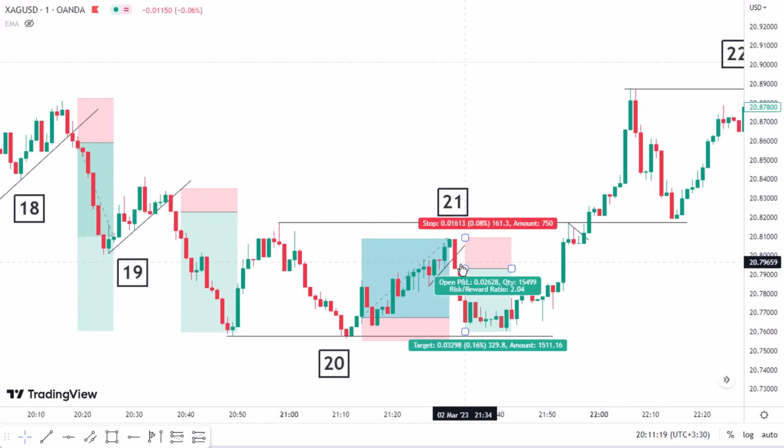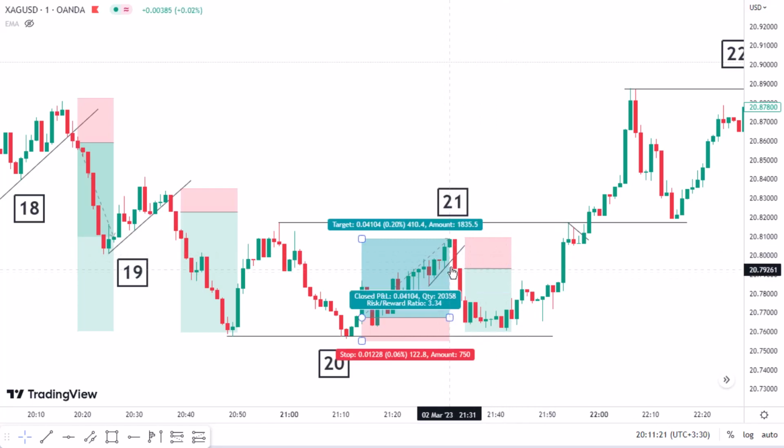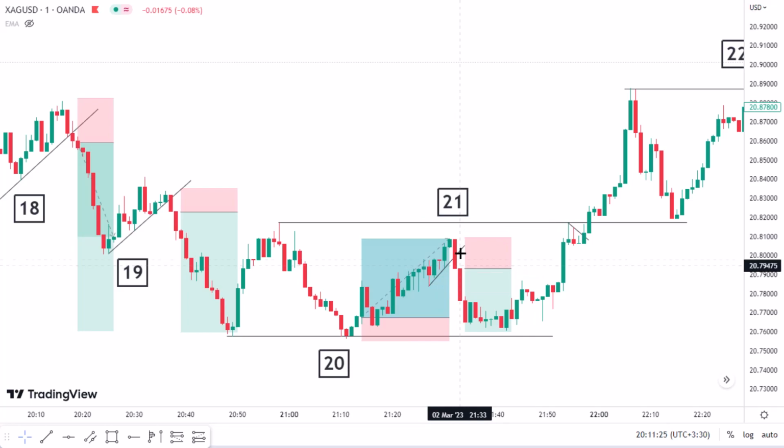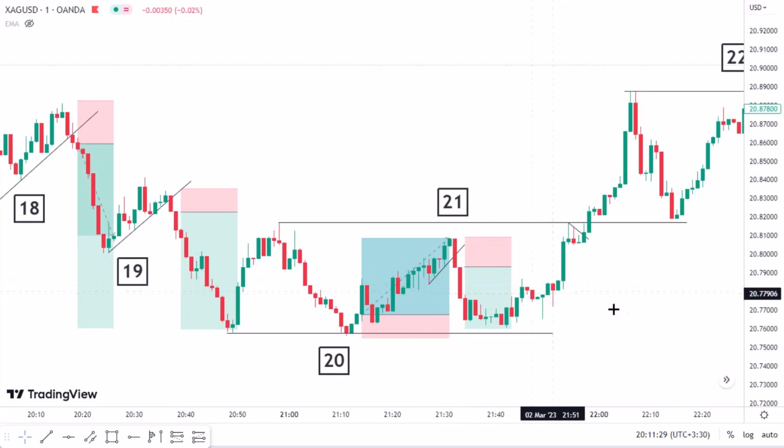On the trade 21, we have this small trend line here with 2 touches. On the third time it breaks it with this red candle, we enter the sell position, put our stop loss above that, and it gives us a reward of 2.